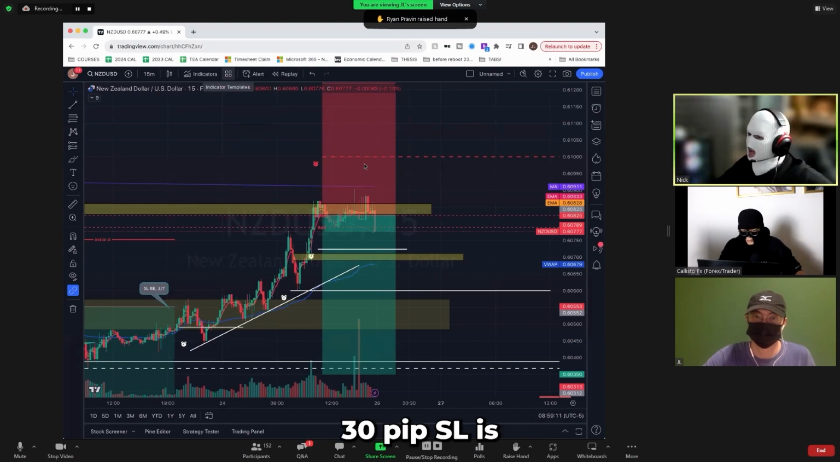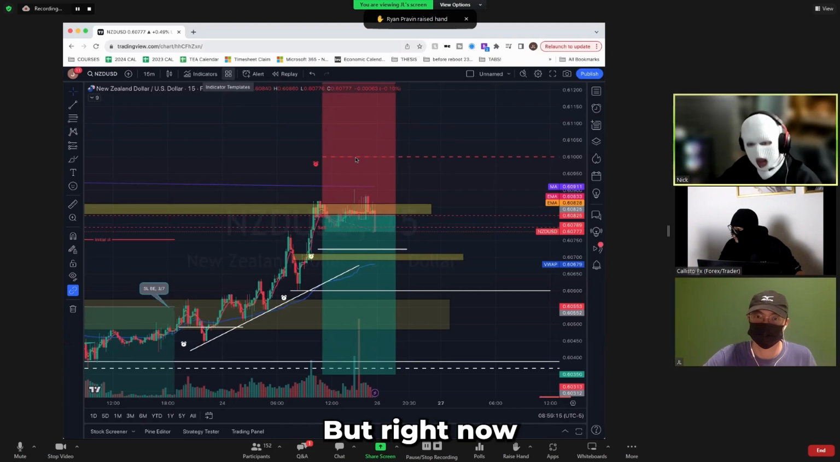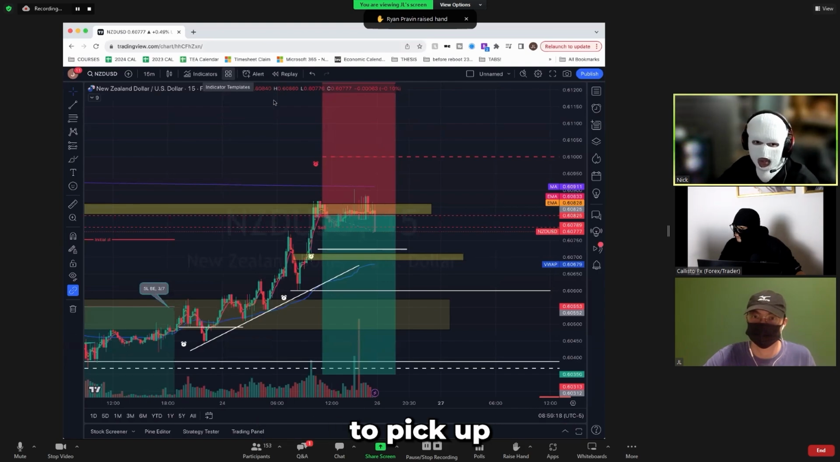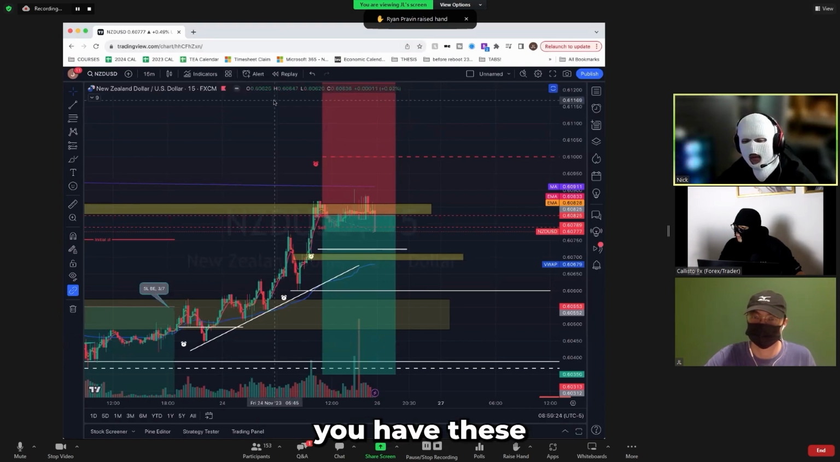Maybe a 30 pip SL is sufficient. This is something that you'll learn along the way. But right now, the way of trading is completely fine, right? Which is why the Williams 25 range is so easy for everyone to pick up, because you have a fixed set of 3 rules, right? Either 1 hour, 4 hour, daily time frame.